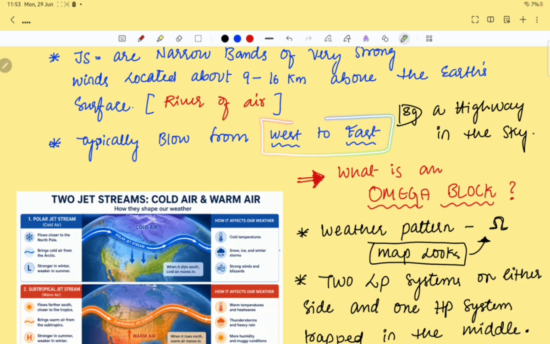So don't get confused here. You need to remember, if you recall what a jet stream is, it's a narrow band of wind, and how does it blow? The direction of the jet stream is west to east, not east to west.